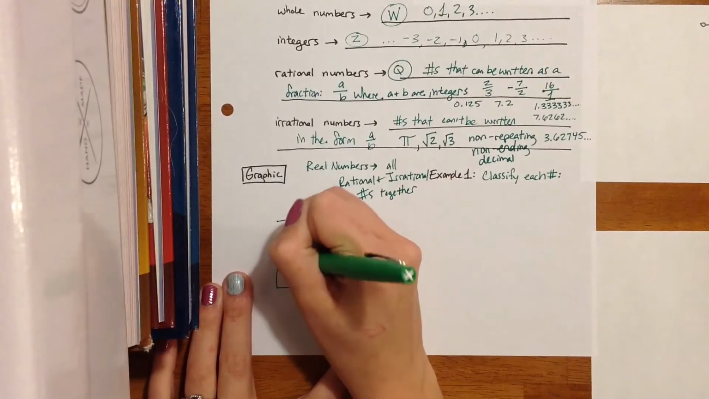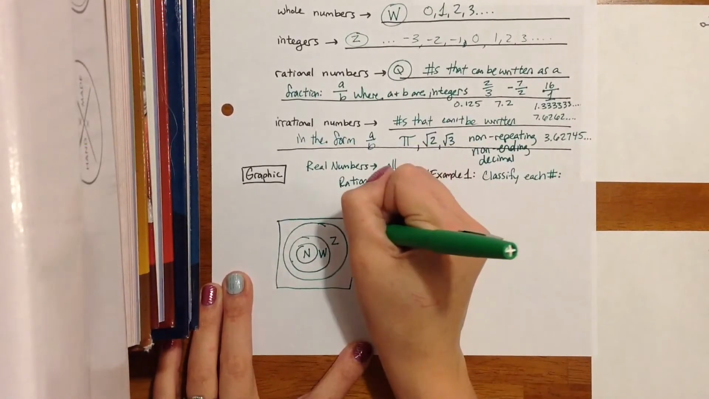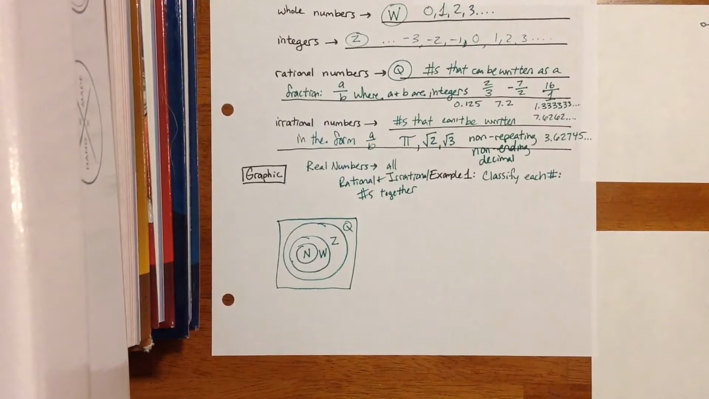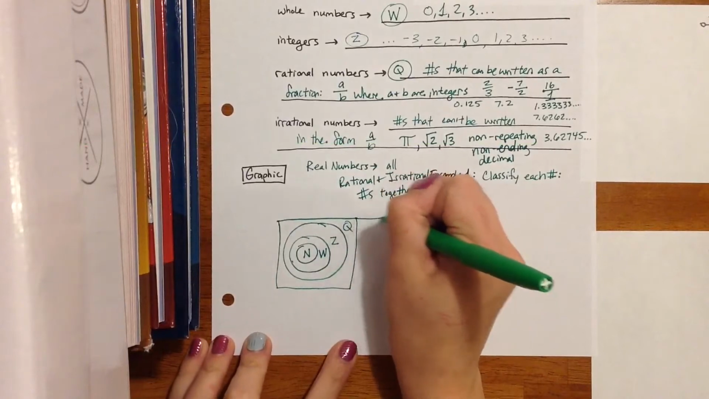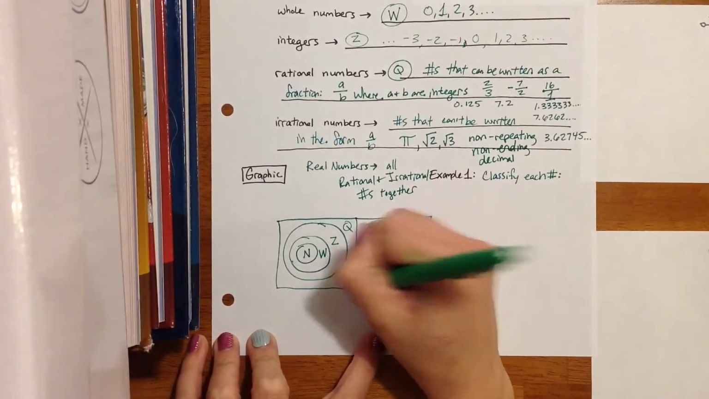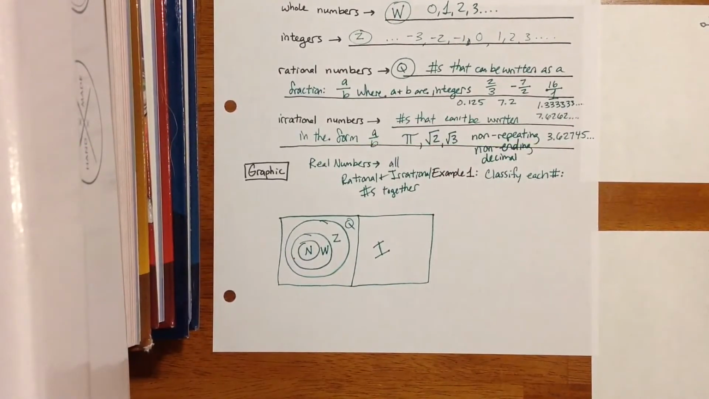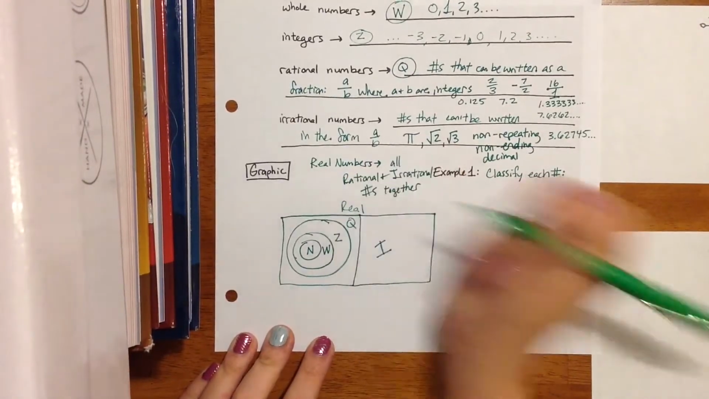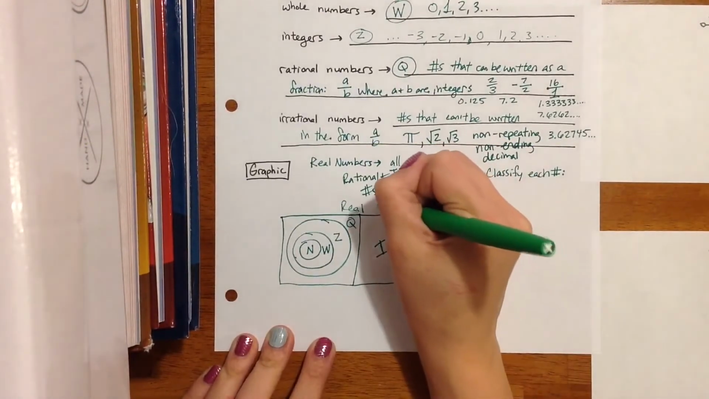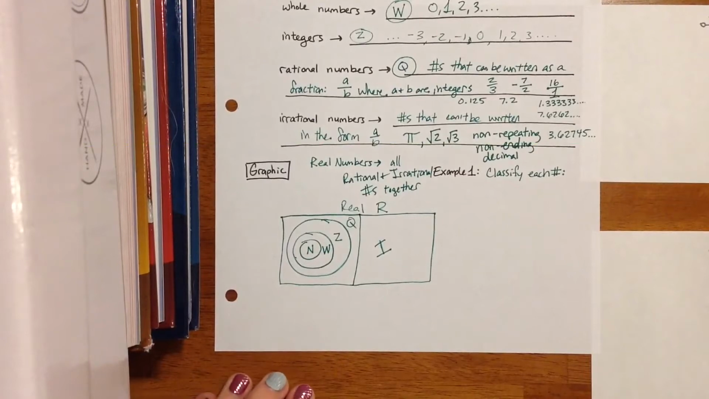Then I have my rational numbers. I'm going to break to a square here, a rectangle of sorts. My rational numbers. So all of my natural, whole, and integer numbers are rational numbers, but not all rational numbers are integers, for example. Then, other than my rational numbers, I have my irrational numbers. No further classifications within the irrational number system. And when you put all of these together, that's when you have the real numbers, which, by the way, are represented by a capital R.